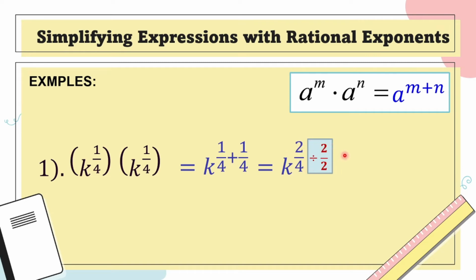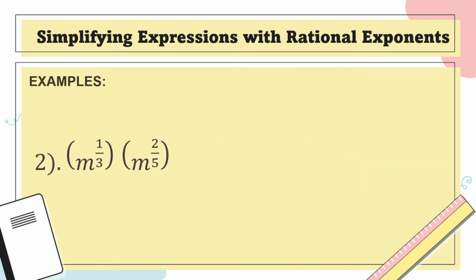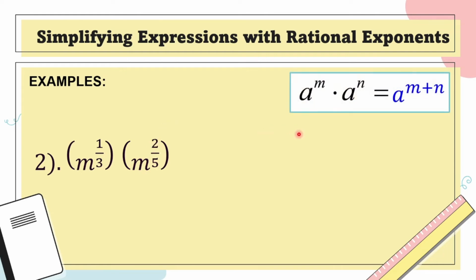Okay, so getting the answer, we have k raised to 1/2 is our final answer, because 2 divided by 2 is 1, and 4 divided by 2 is 2. Okay? Next example, number 2: m raised to 1/3 times m raised to 2/5. By applying again the same laws of exponent, which is same base, add the exponent. So copy the base, which is the m, then add the 1/3 and 2/5.